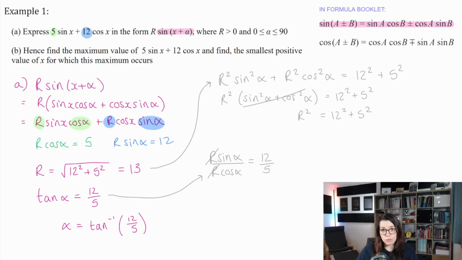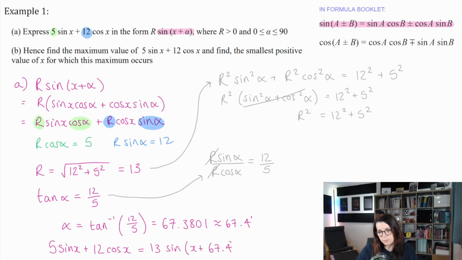Watch out for degrees or radians as always. And in this case, we're in degrees, 67.3801. So around 67.4. Altogether then, we can express 5 sine x plus 12 cos x as 13 sine (x plus 67.4). And that's it.